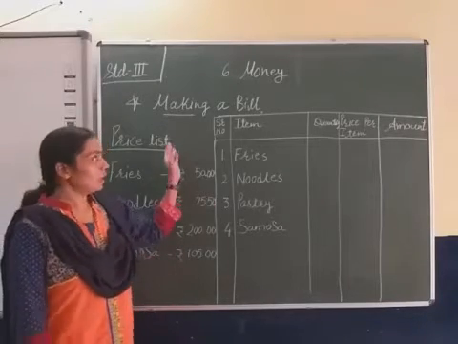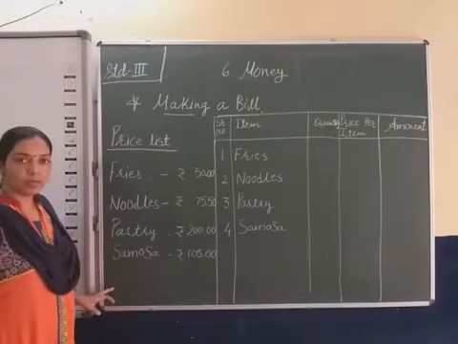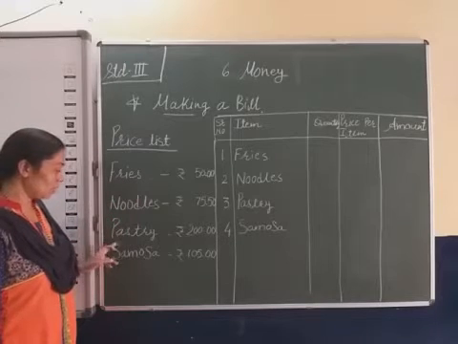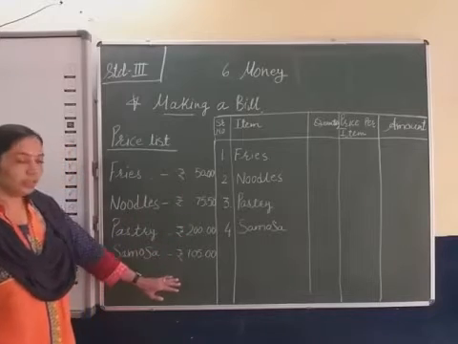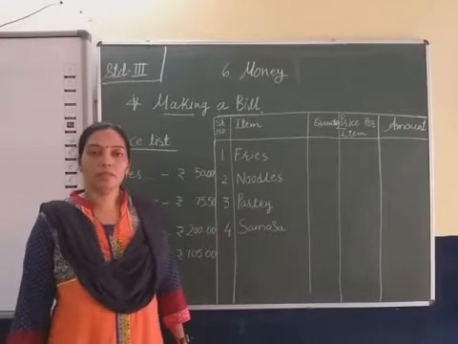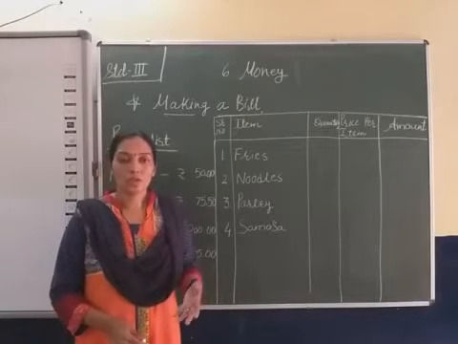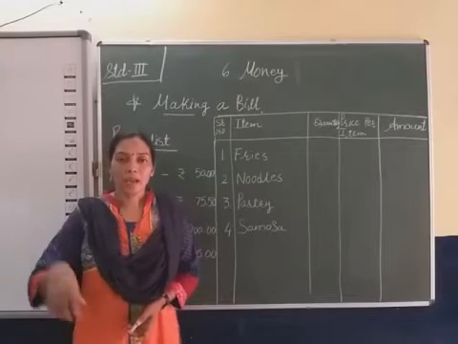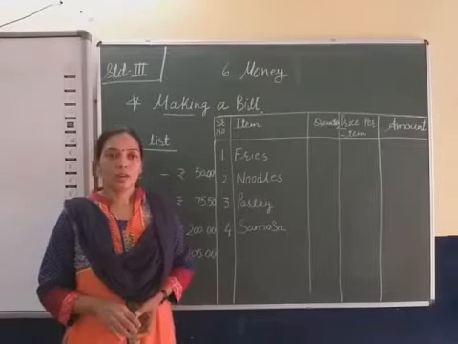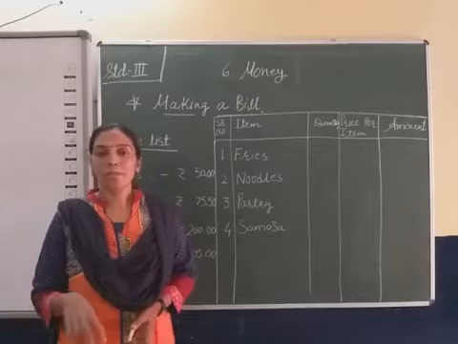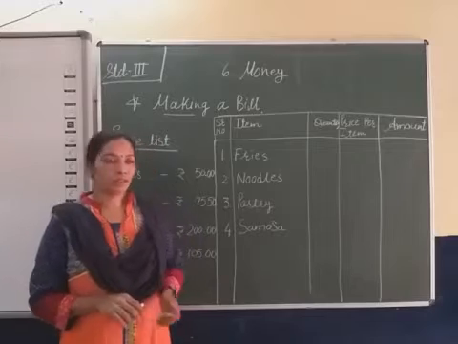Here we will make a bill. This is the price list. It gives different dishes: fries, noodles, pastry and samosa. In front of each item they have written the cost. You have also seen, when you go to a restaurant or any store, any stationery store or provision store, they write the price list on the wall or make a board for it. Because the customer can easily see what they need and how much they have to pay for that item.